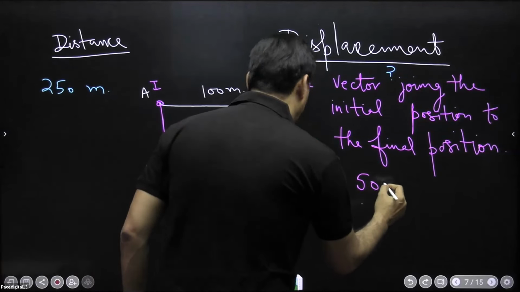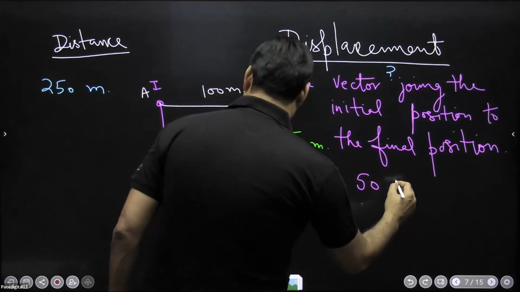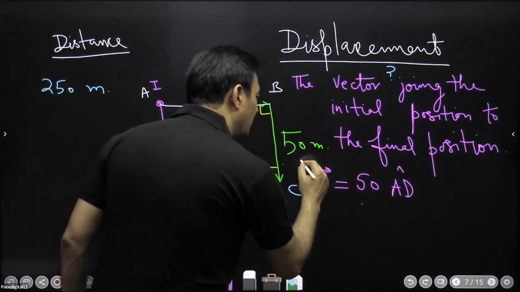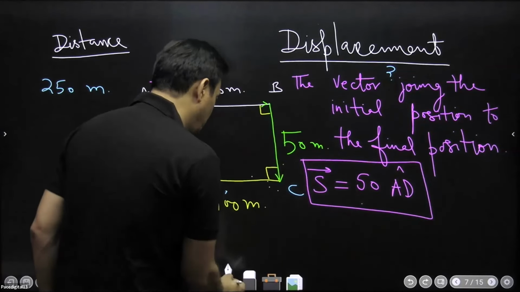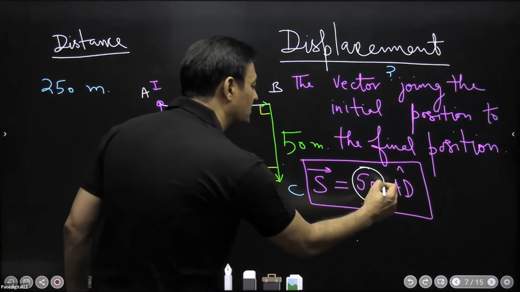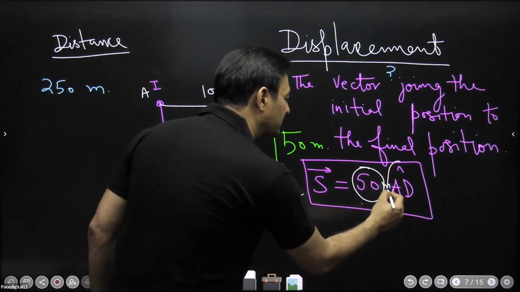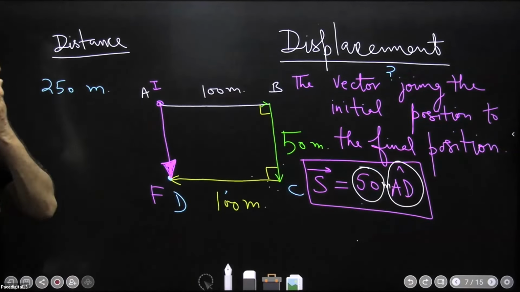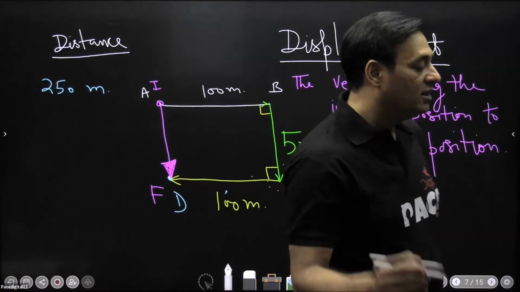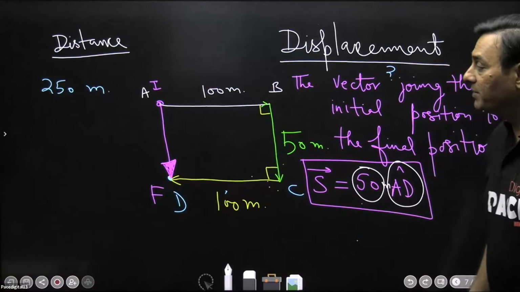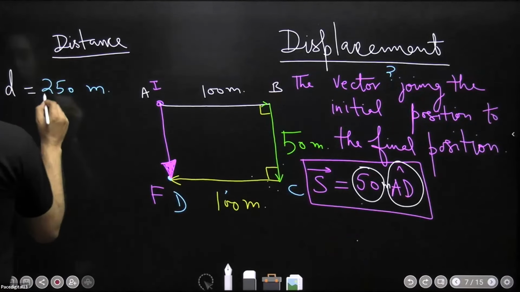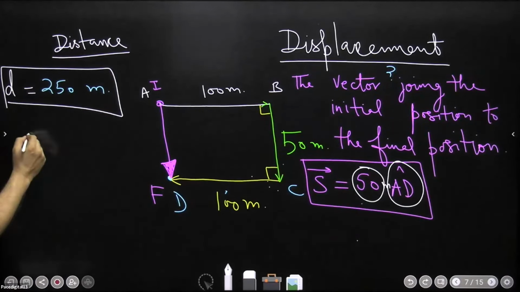So the answer will be 50 AD unit vector. This is the displacement, and displacement is a vector. You need to specify its magnitude, 50 meters with the unit, and you need to specify its direction also. We can do that, but right now I want you to write it in terms of AD cap. This is the proper way of answering this question. Whereas distance, you can say d is equal to 250 meters. It has no direction.